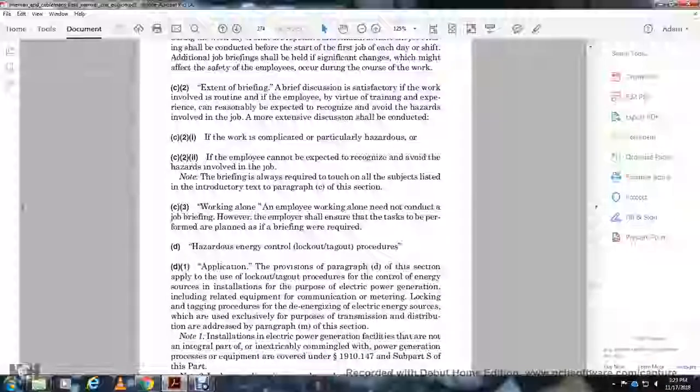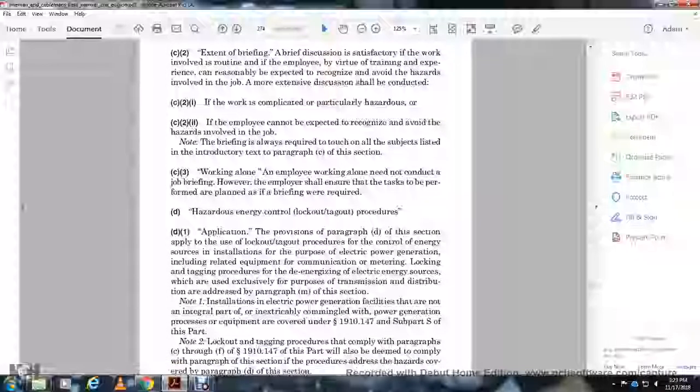Hazardous energy control, lockout and tagout procedures. The provisions of paragraph D of the section apply to the lockout and tagout procedures for the control of energy sources for installations for the purpose of electrical power generation, including the related equipment for communication or metering. Lockout and tagout procedures for de-energizing electrical energy sources for the purpose of transmission and distribution are covered in paragraph M of the section.